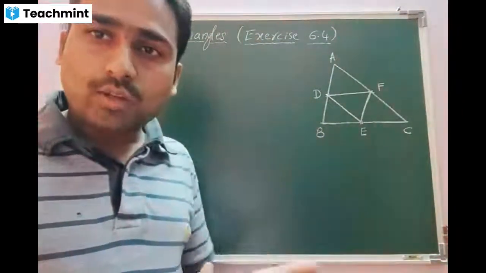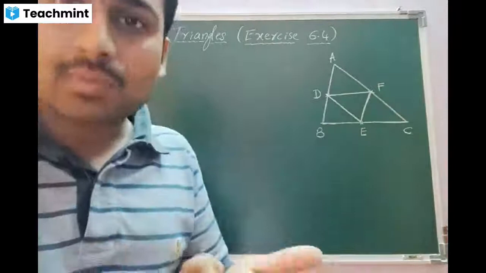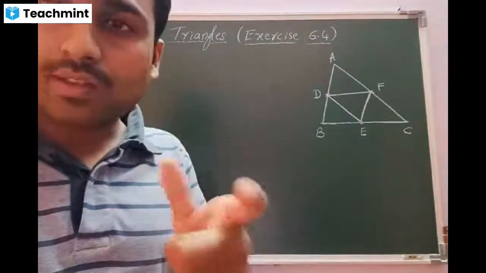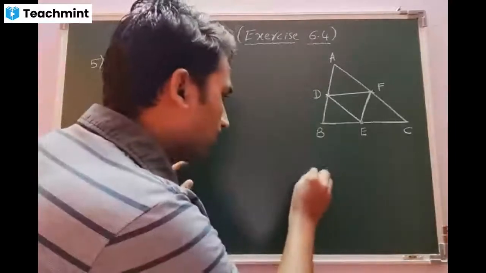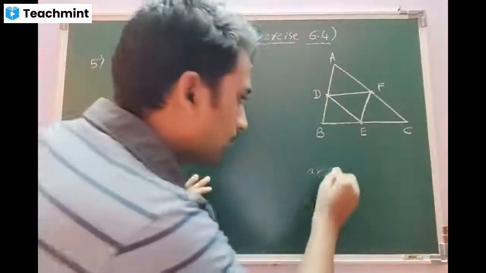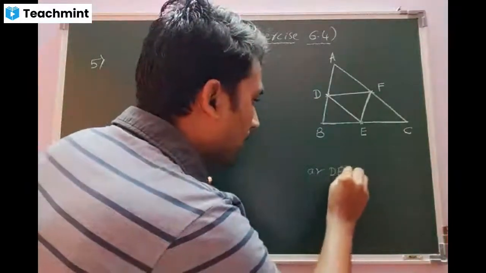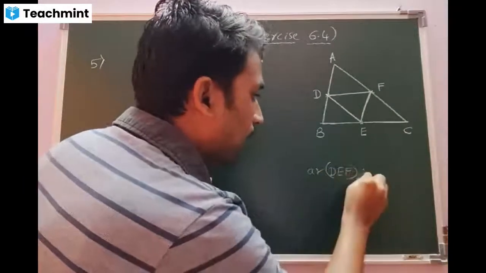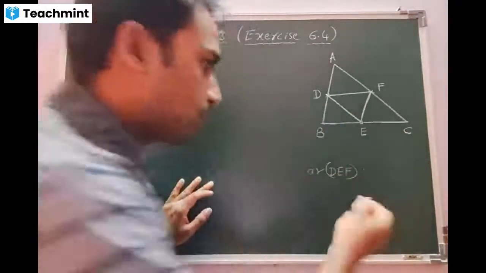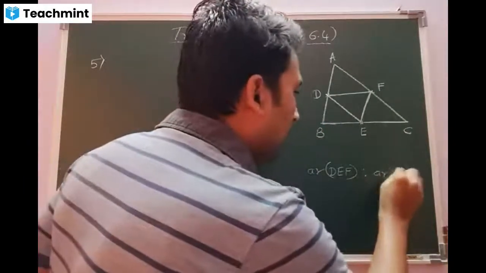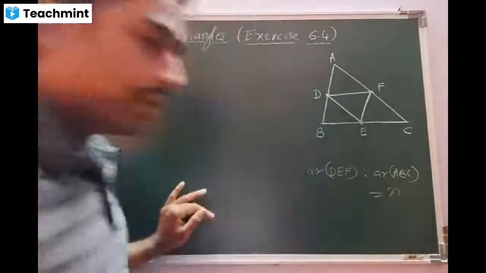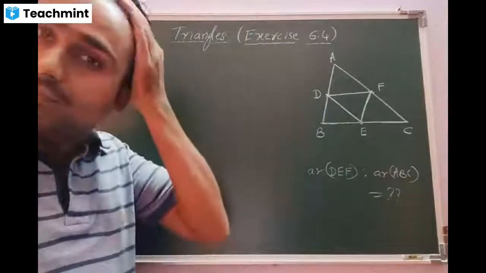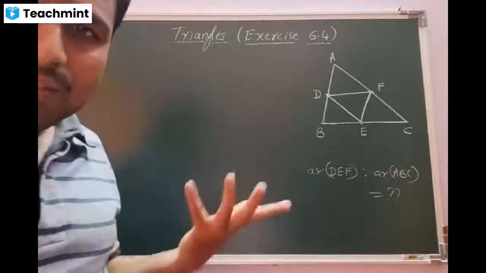Now look at the question. Finally, what are they asking us? What is the thing we have to find in the question? Ratio. Ratio of areas of triangle DEF and triangle ABC. Area of triangle DEF is to area of triangle ABC is equal to question mark. The concept is clear.